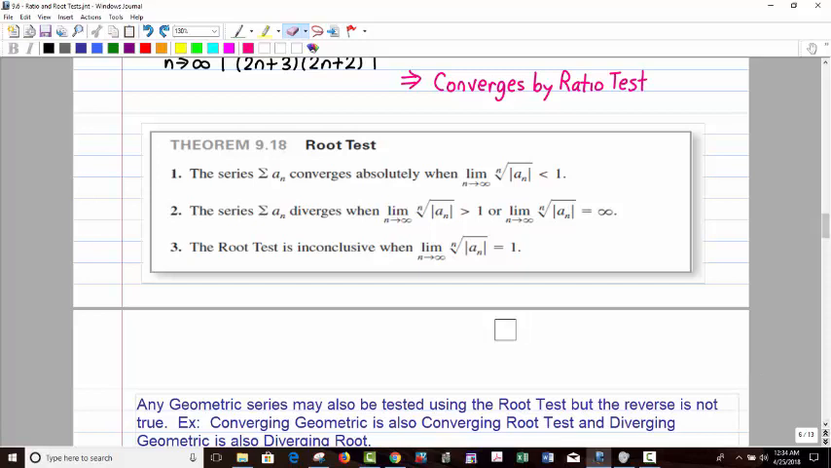But anyway, this just says you take the nth root of what you have and then look at the limit of what's left. If that's less than 1, it converges. So it has the same converging and diverging rules as the ratio test, but the way you evaluate them is different. With the ratio test, we have a_n plus 1 over a_n. Here you're basically just taking the nth root, and it's diverging if it's greater than 1 or infinity, and it's inconclusive if it equals 1.